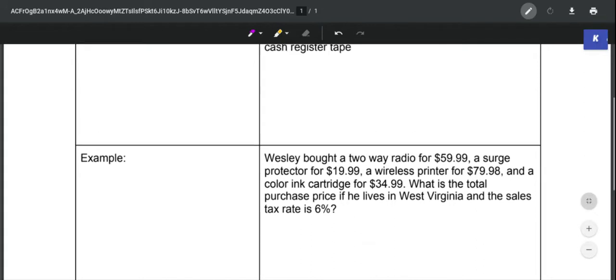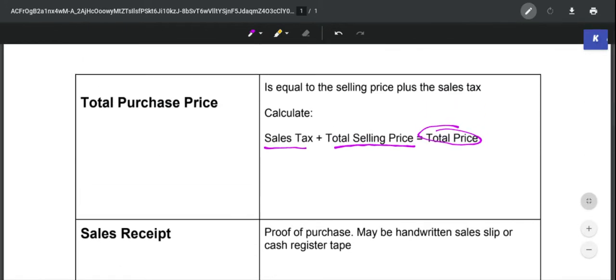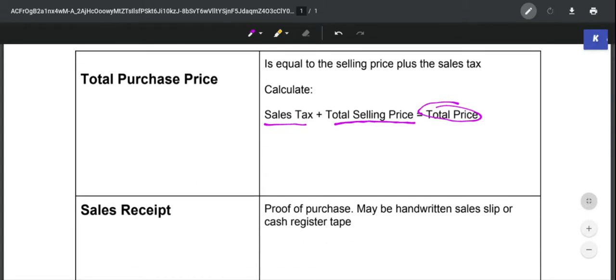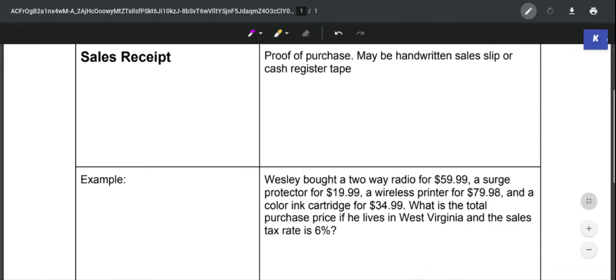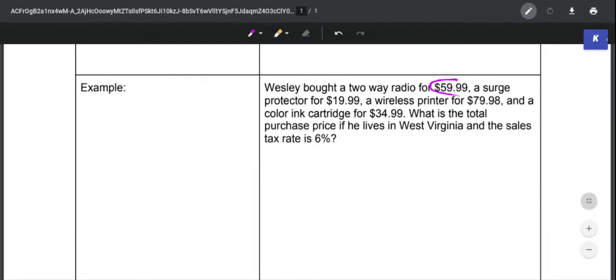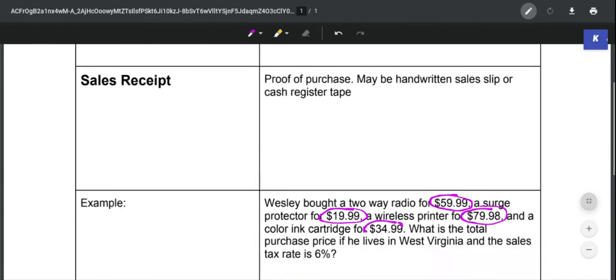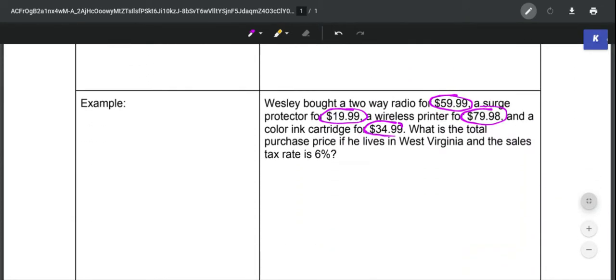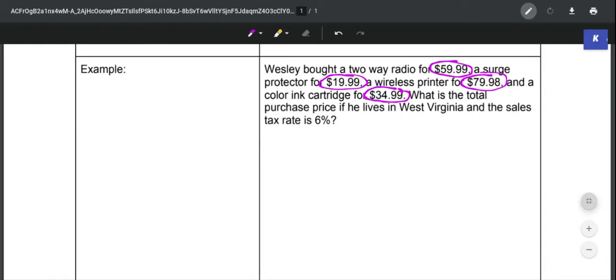We're going to go ahead and do the example because there's really not a lot of terms from this section to go over. Basically, it's just the actual math of calculating the sales tax and then adding that to the total price. So the first thing you're going to do is pick out each of these prices. It says he bought a two-way radio for $59.99, $19.99, a printer for $79.98, and then a color cartridge for $34.99. So you're going to add all of those up. That will be your actual sales price.